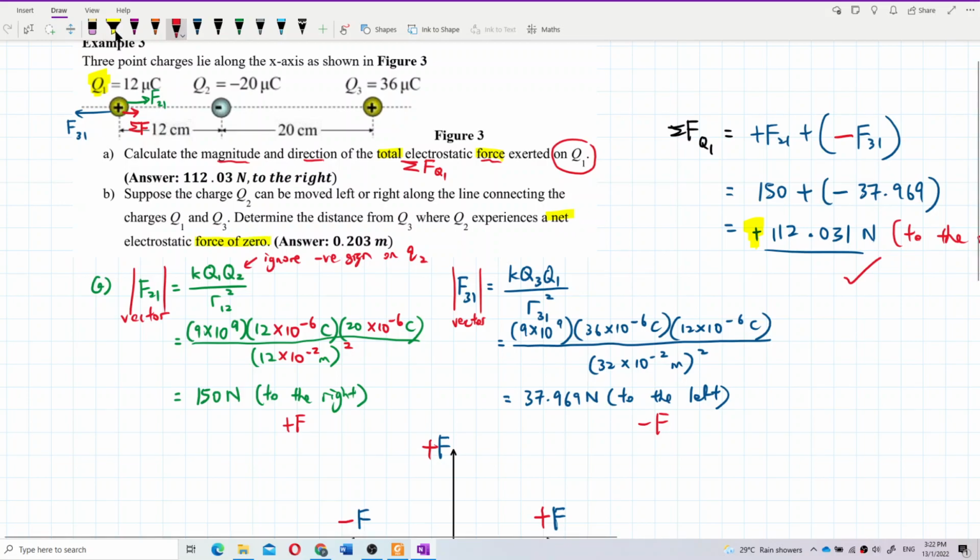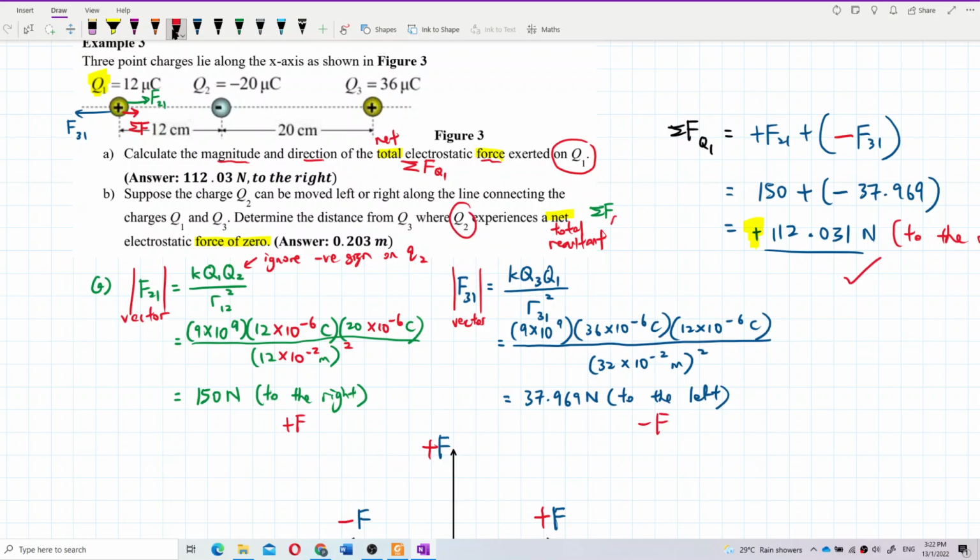The word net is actually the same meaning as total. This total actually is net force. It also means the resultant force. Net force means resultant force, or total force. It's the same meaning. So right now, for question B, he said the net force, the resultant force, is 0. The net force is on who? On Q2. This is the important part.